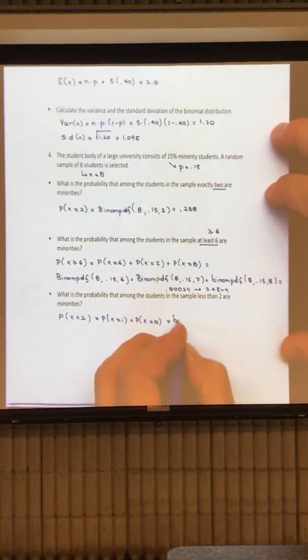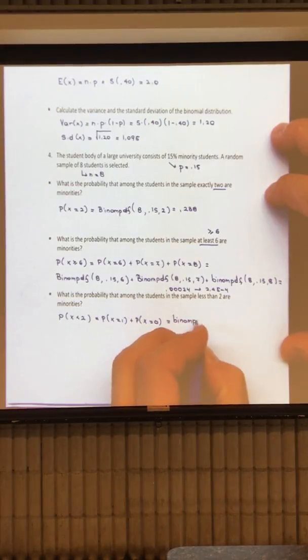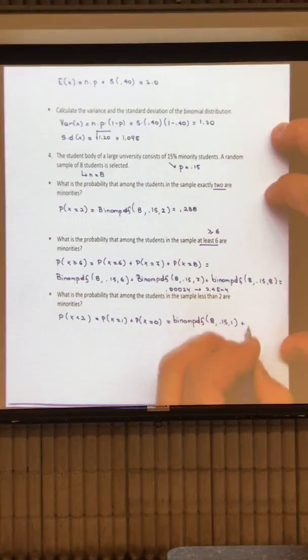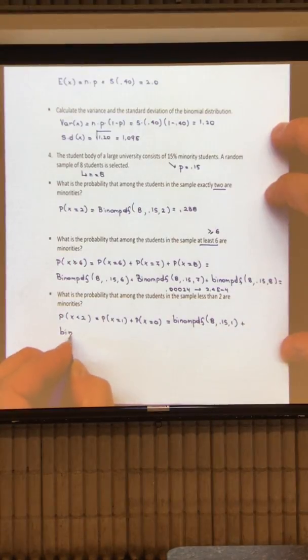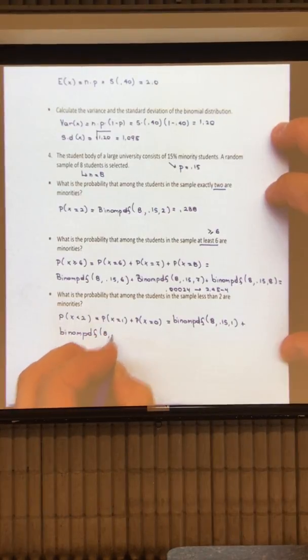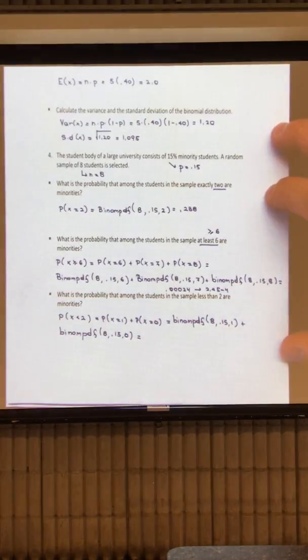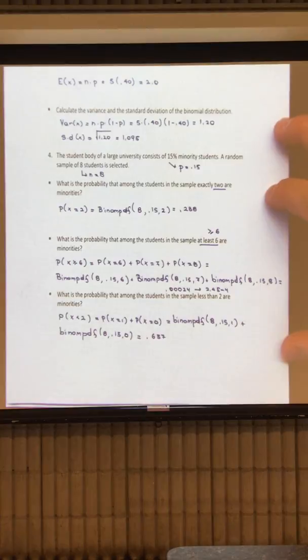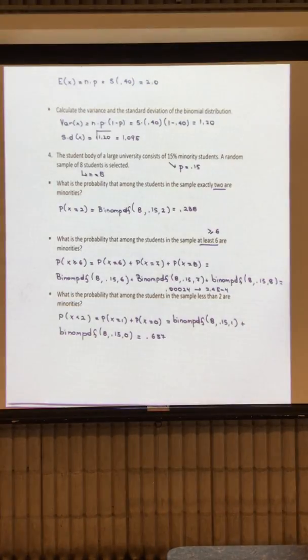So this is going to be binomial PDF 8, 0.15, 1 plus binomial PDF 8, 0.15, 0. Use the graphing calculator twice and add the 2 probabilities, so the answer will be 0.657. And these are the solutions for problems 3 and 4 for chapter 6.